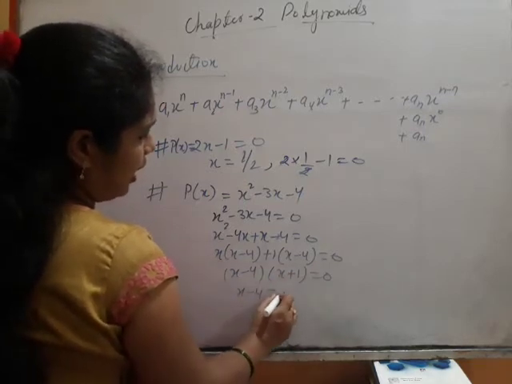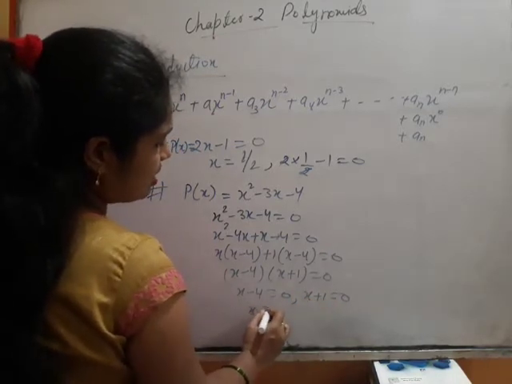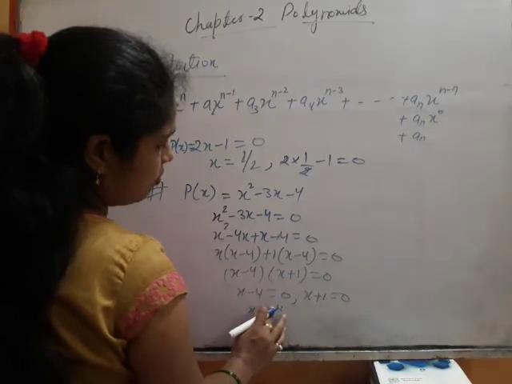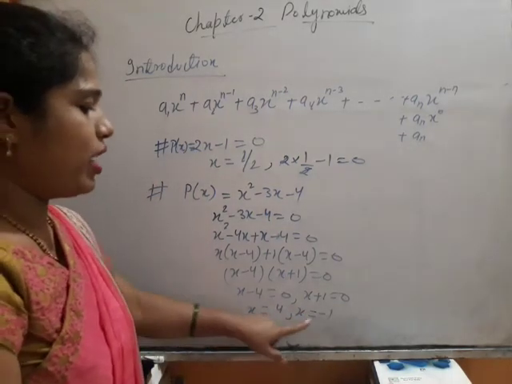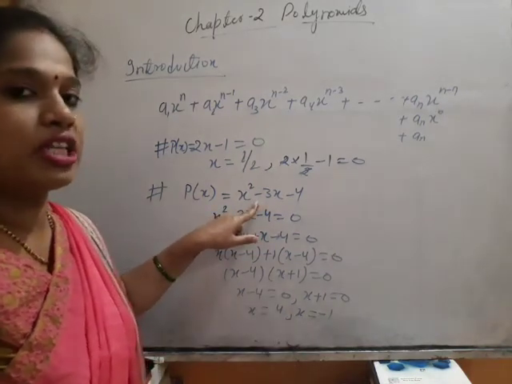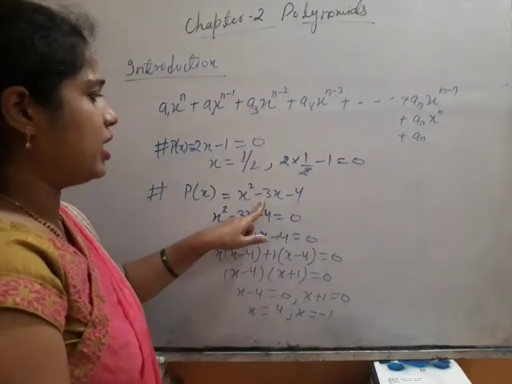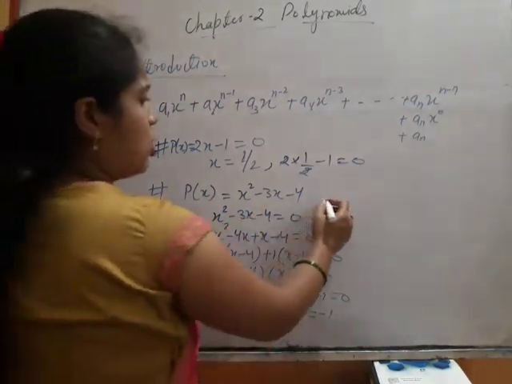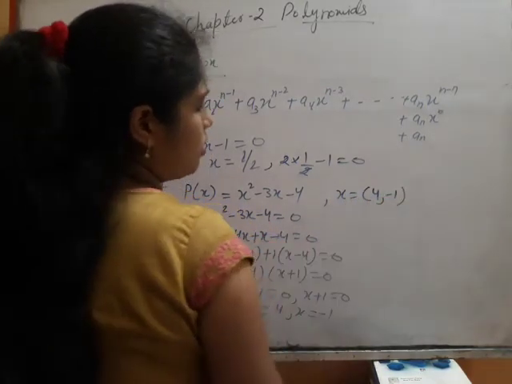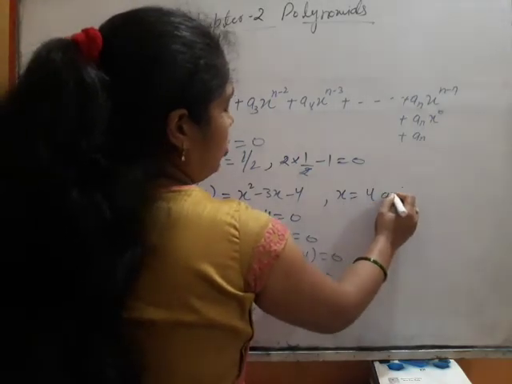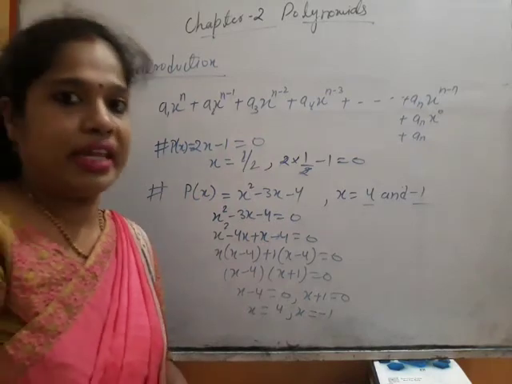Then if I equate x minus 4 with 0 and x plus 1 is equal to 0, it will give us x is equal to plus 4, and x equals to minus 1. So these values of x, that is 4 and minus 1, will definitely satisfy this polynomial. That means if we put the value of 4 here, we will definitely get 0. So the zeros of the polynomial are 4 and minus 1.